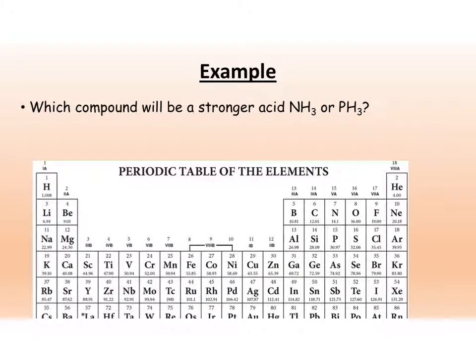All right, so which one here is going to be the stronger acid, NH3 or PH3? So we find them. They are right here. They are in 2 separate periods, so we have to look at them in terms of groups. We know that P is the larger of the 2 in terms of atomic size, which means the bond length is going to be greater. Greater bond length means stronger acid.